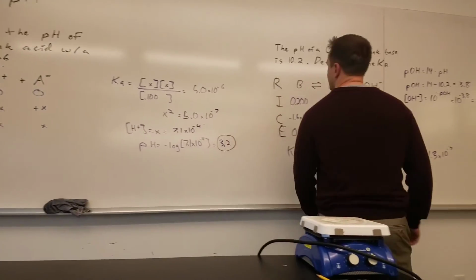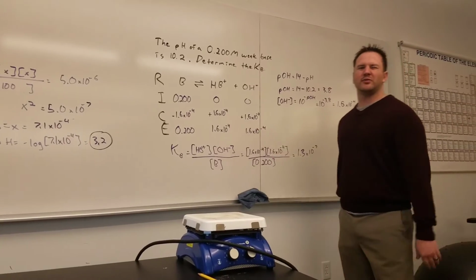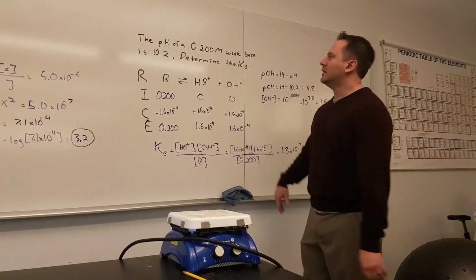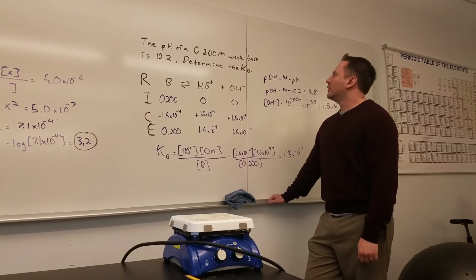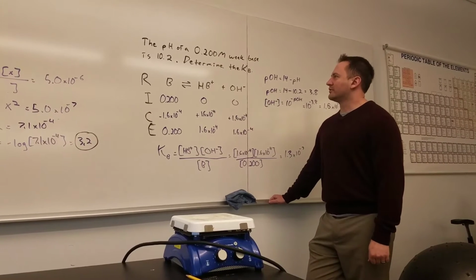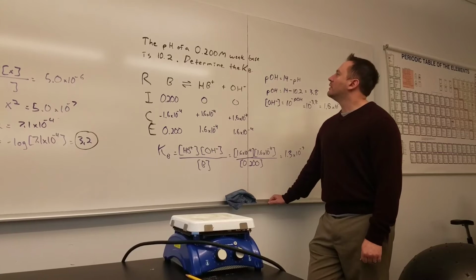In the next example, we're going to look at a basic solution because we've usually focused on the acids in class. Determine the Kb of a 0.2 molar weak base where the pH is 10.2.